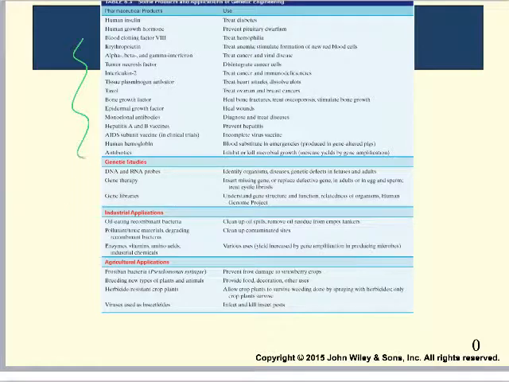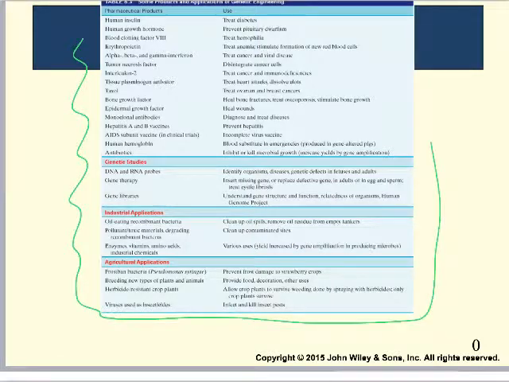This is a chart from your book. This is probably not everything, but this is a list of things that have been created using biotechnology. Some examples would be human growth hormone, EPO, and blood clotting factor.